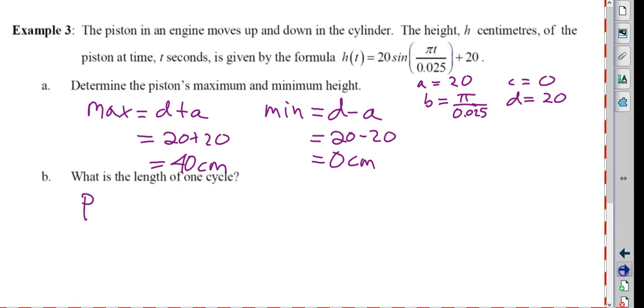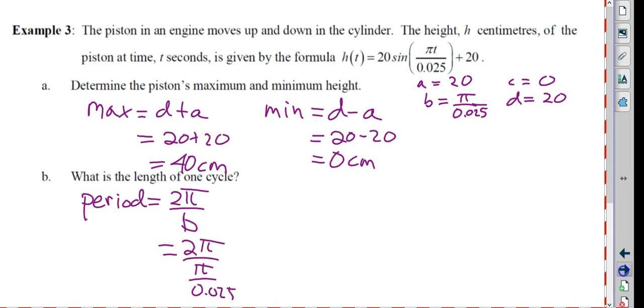What's the next? So the period is 2 pi over b, which is 2 pi over 0.025, which is what? How much? 0.05. Sure.